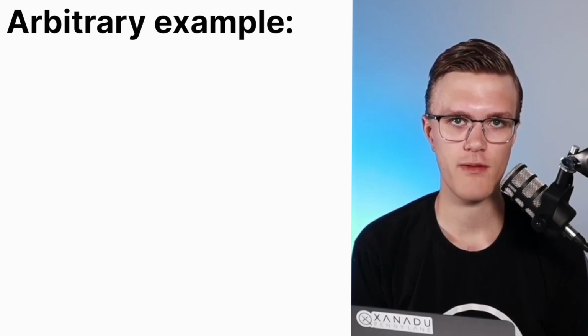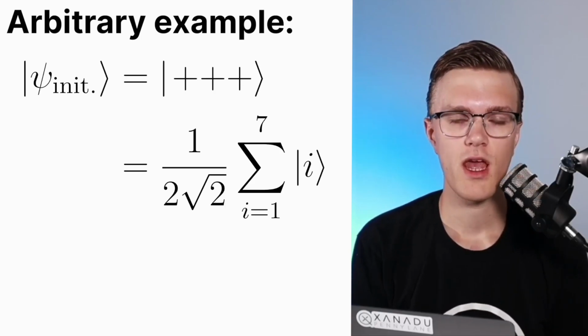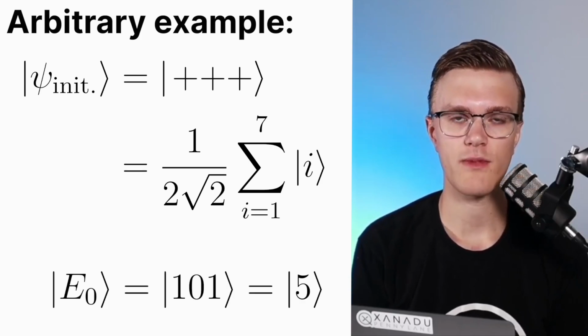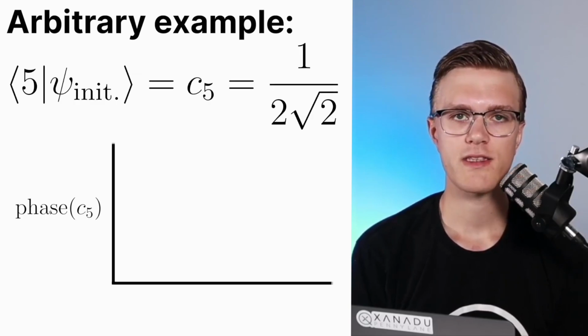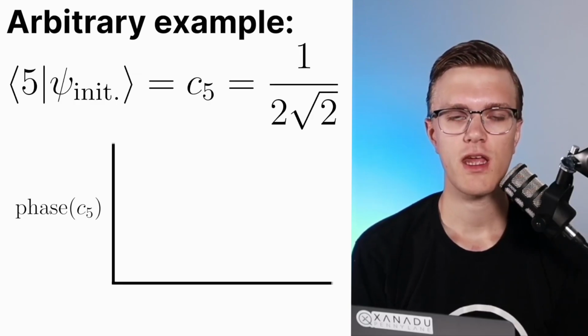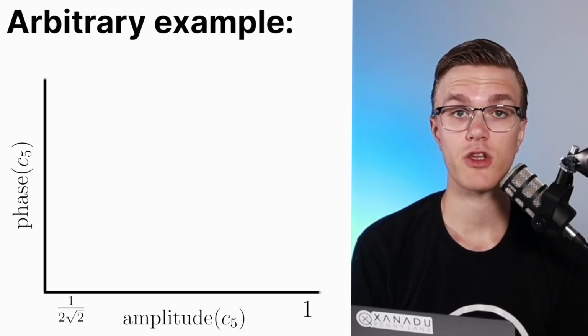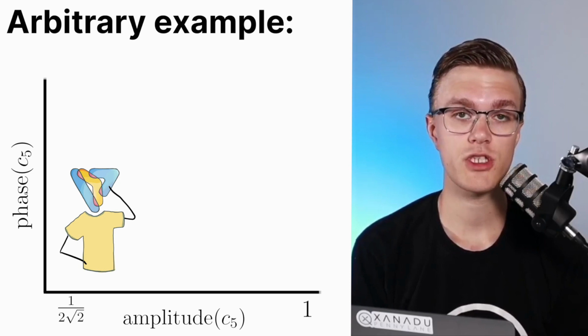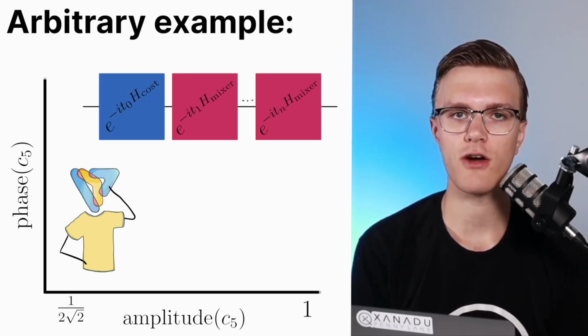Let's look at what time evolving under the cost and mixer Hamiltonians in an alternating fashion for different times looks like pictorially. Let's say we start in a uniform superposition state for, say, 3 qubits. And the ground state of our cost Hamiltonian is the 101 state. Let's take the y-axis to be the phase of the 101 state and the x-axis to be the amplitude of the 101 state. And then let's look at how the phase and amplitude change as we evolve under the cost and mixer Hamiltonians in an alternating fashion.